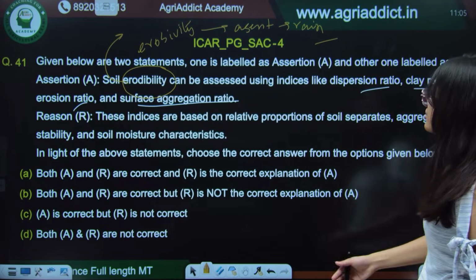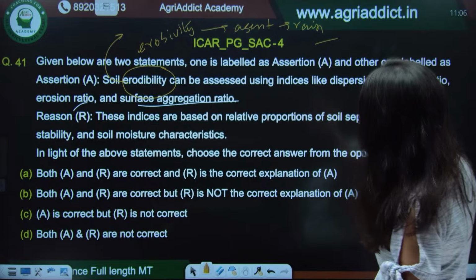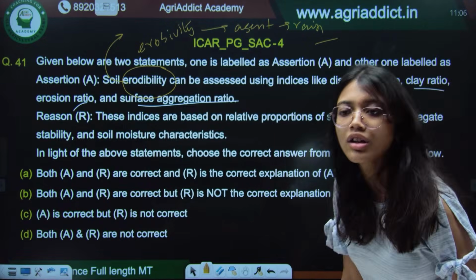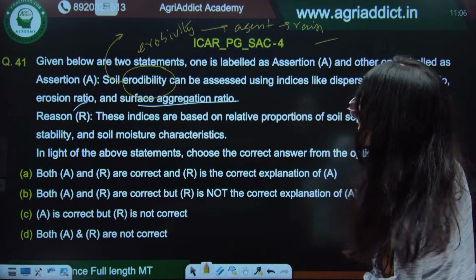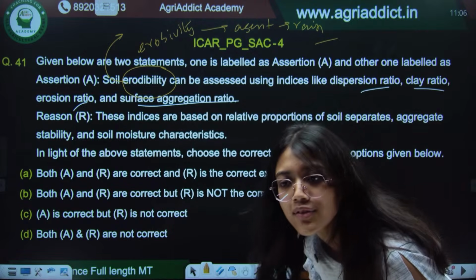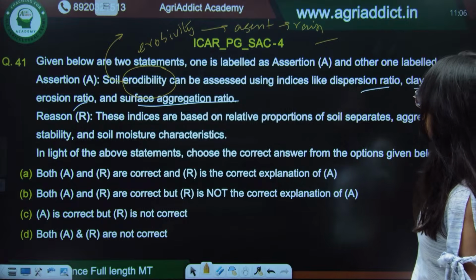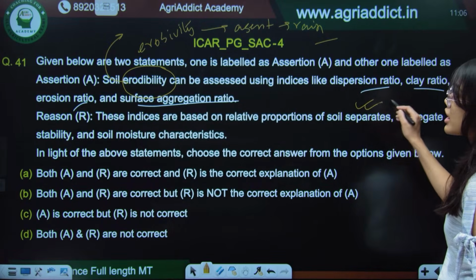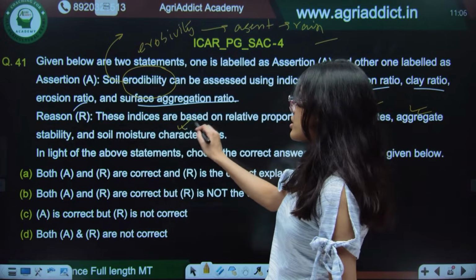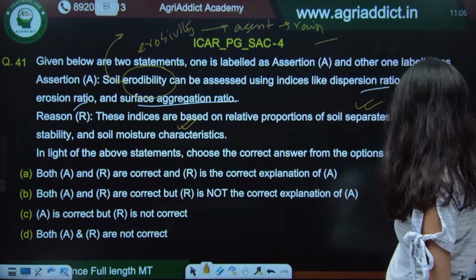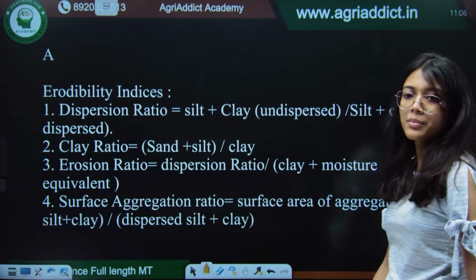So, it is true that we use all these ratios or indices like dispersion ratio, clay ratio, erosion ratio, to measure the aggregation. Let's see whether or not it is option number A. These indices are based on relative proportions of soil separates, aggregate stability and soil moisture characteristics. So, this is true. So, option number A will be our correct answer.